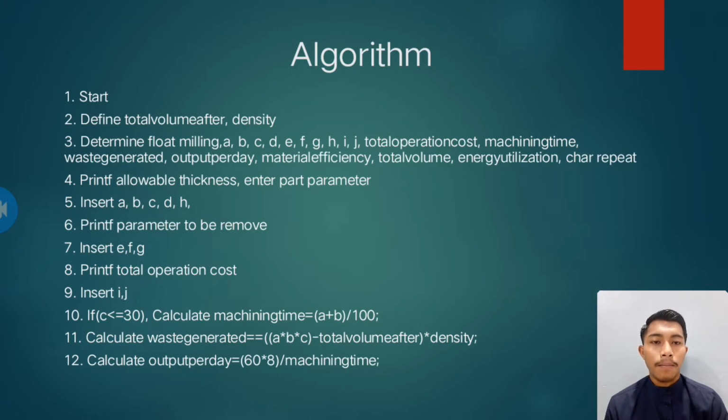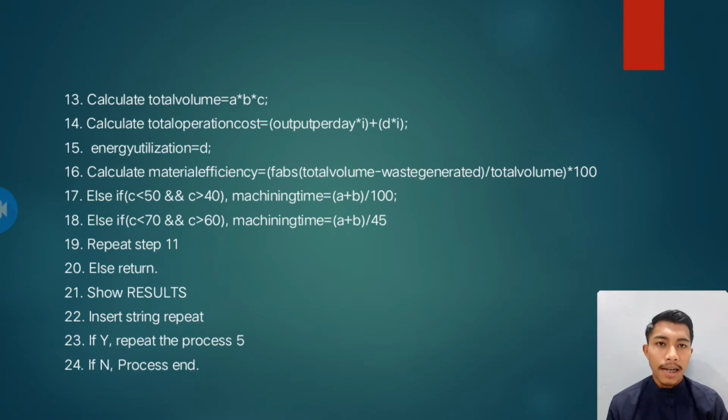Number 8, print F total operation cost. Number 9, insert I, J. Number 10, if C is less than 30, calculate machining time. Number 11, calculate waste generated. Number 12, calculate output per day. Number 13, calculate total volume. Number 14, calculate total operation cost, which is output per day. Number 15, energy utilization. Number 16, calculate material efficiency.